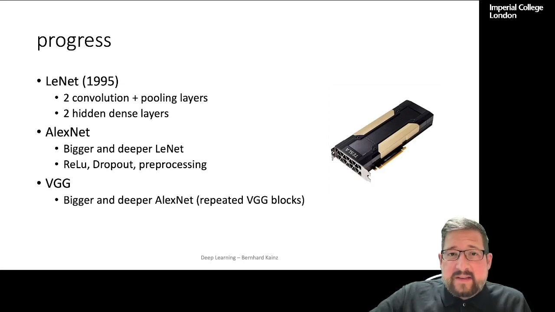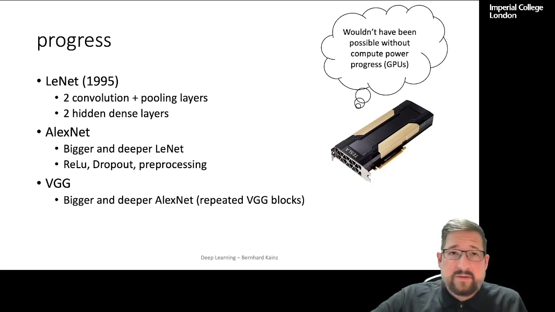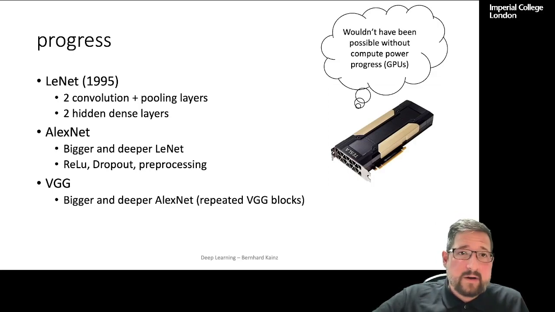So the takeaway here is that as computational power has grown, so has the complexity and effectiveness of network architectures. And all of that wouldn't have been possible without the power of vector parallel processing, vector processors and GPUs.